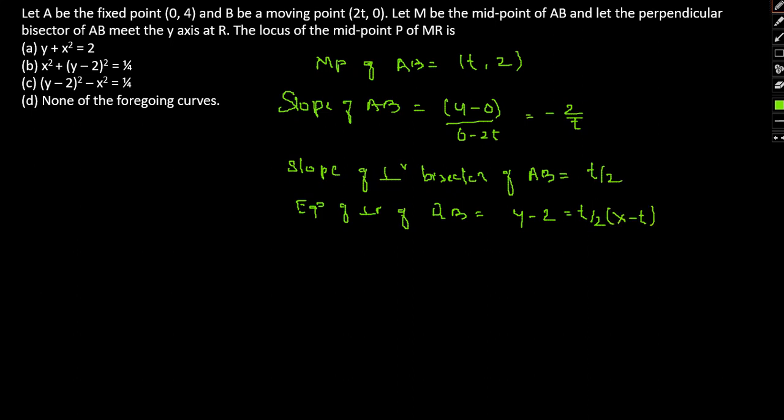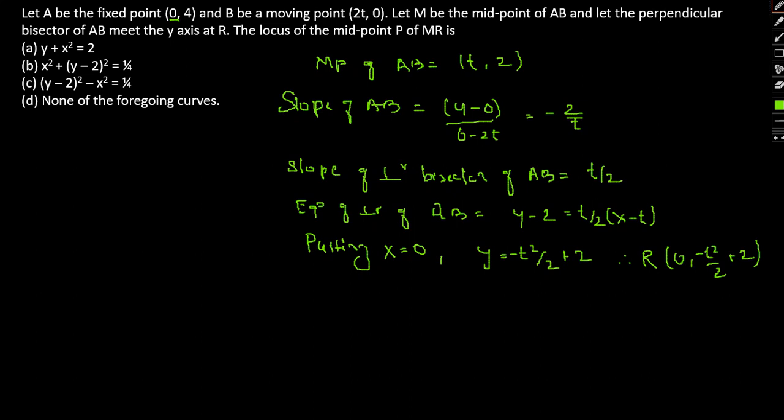So since the point R lies on the y-axis, putting x equal to 0, we have y equal to minus t square by 2 plus 2. Okay, there's a minus sign as well, right? So minus t square by 2 plus 2. Therefore the point R would simply be (0, minus t square by 2 plus 2). Okay, there's the point R.